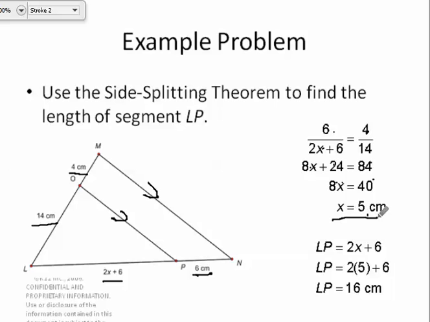Are we done? No, we're trying to find the length of segment LP. LP is this one down here that was 2x plus 6. So I'm going to take the 5, put it in for the x. 2 times 5 is 10, plus 6 is 16. So we found that distance, 16 centimeters.